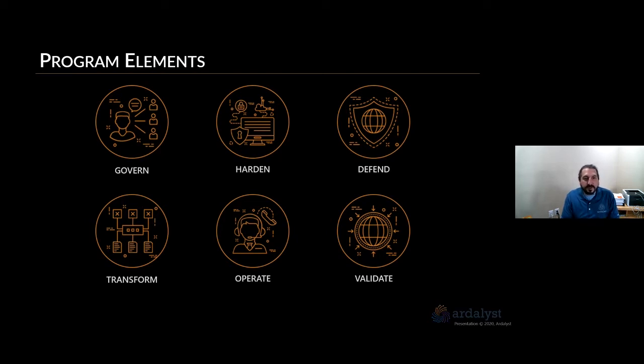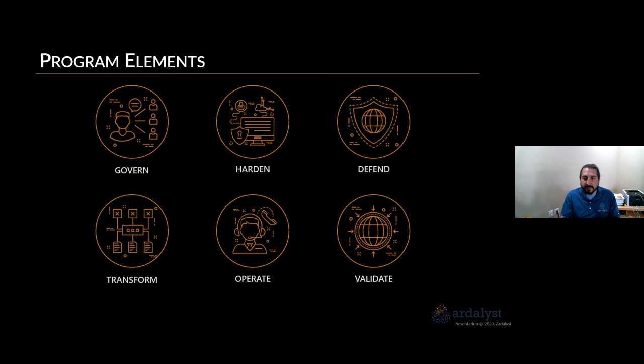The top 3 are what we consider the critical activities, and the bottom 3 are supporting activities. So let's walk through these one at a time and discuss what's included in each one. Again, our 3 core activities are what we call govern, harden, and defend.